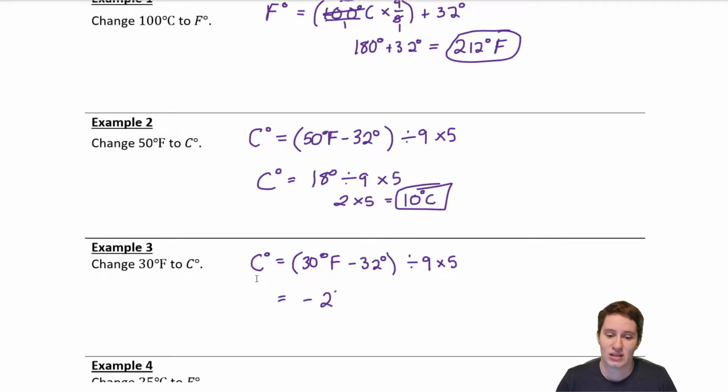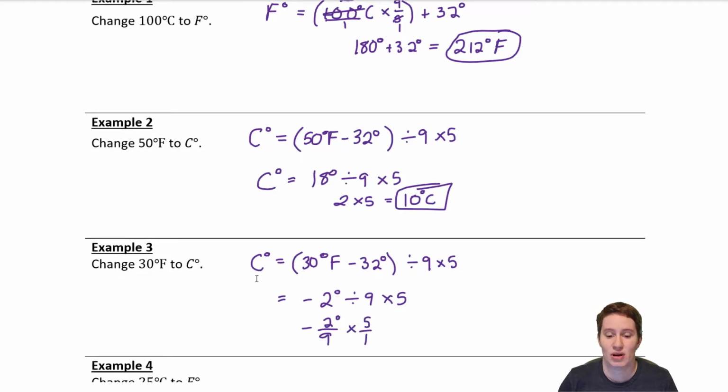You've probably actually heard of places having negative temperatures before. It may not happen where you live, but if you are in certain parts of the world or the country, negative temperatures, whether you're in Celsius or Fahrenheit, are possible. So then it's a question of, how do I do negative 2 divided by 9? And there's two options. One is that we could divide and get a decimal. The other is that we could write this as a fraction. We could say that this is negative 2 over 9, like this.